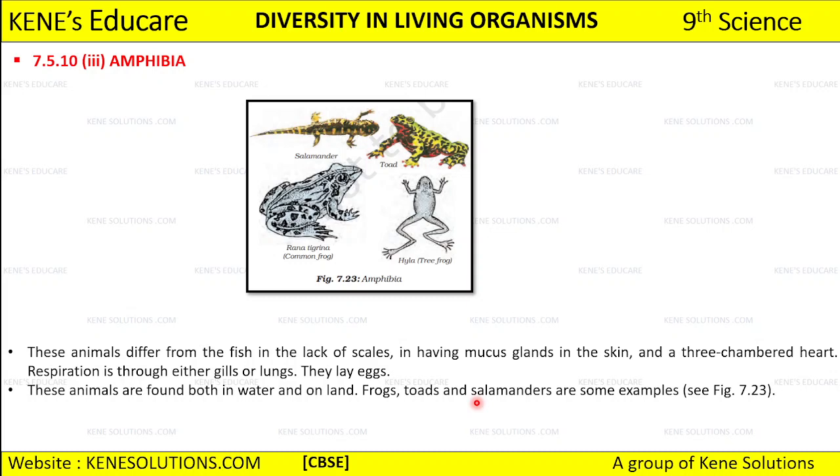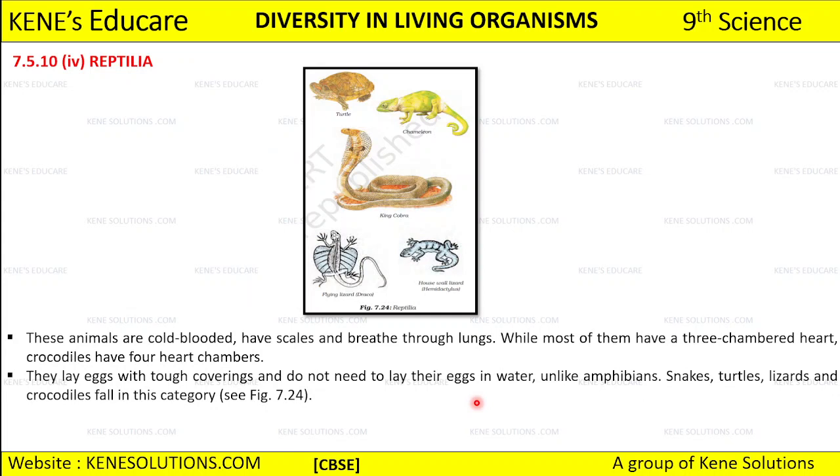After that, the next class that we have is Reptilia. These animals are cold-blooded, they have scales, and they breathe through lungs. Fishes were also cold-blooded, so Reptilia is also cold-blooded. While most of them have a three-chambered heart, crocodiles have a four-chambered heart, like us. We also have a four-chambered heart.